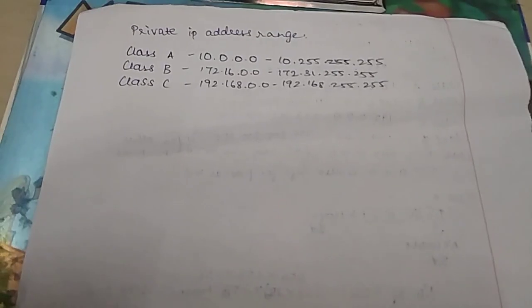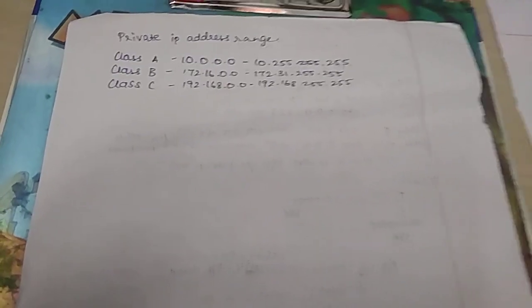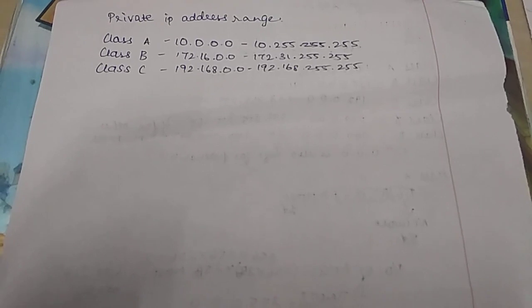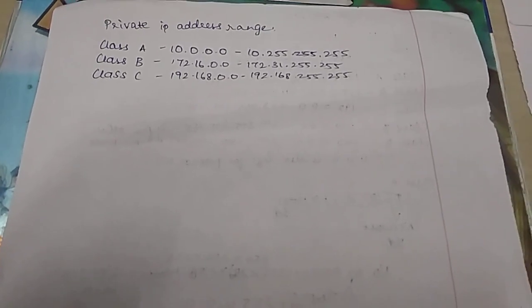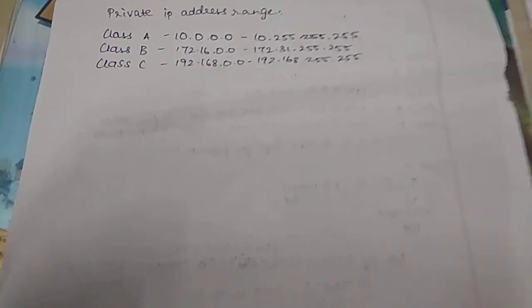172.16.0.0 to 172.31.255.255. In Class C, it is between 192.168.0.0 to 192.168.255.255. Now, what is subnet mask?